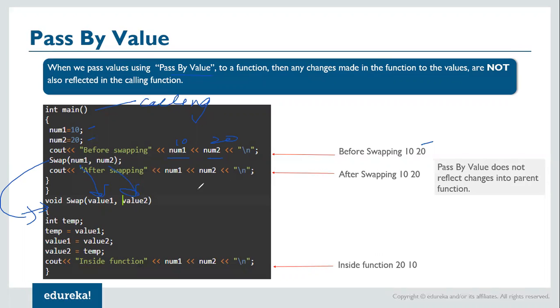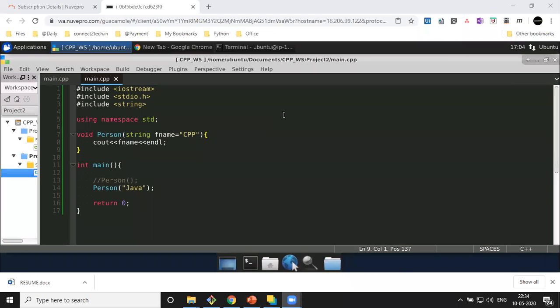Now when I pass by value, here I'm swapping the values. After that I display them, so values will become 20 and 10. But when the control will come back here and we try to display the value again, it is still 10 and 20, meaning that pass by value does not reflect change in the parent function. So in this case, this is a parent function or the calling function. So let us try to understand this concept with the help of an example. For that, I'll head over to my VM. So let's try out that example.